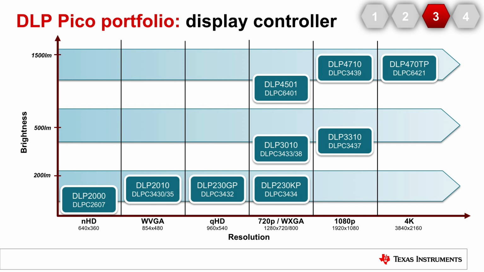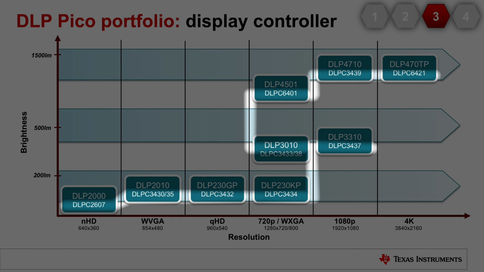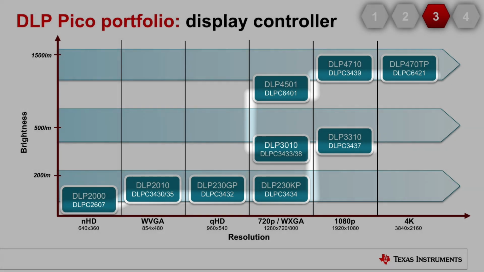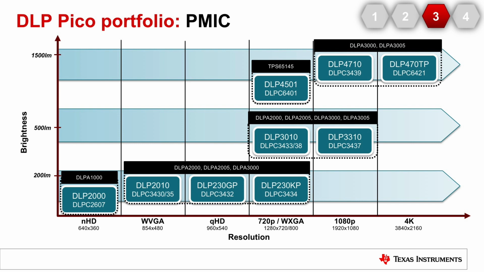As noted earlier, each product, each DMD, will have a specific display controller. And as you can see above, each one has been highlighted by each DMD. Given that we have three clear positions, this allows customers to have various resolution positions for each brightness category. Similarly, PMICs are also paired with a DLP chipset. And in this case, you can see that a DMD may have multiple PMICs that are paired with it depending on the maximum current of the LEDs.